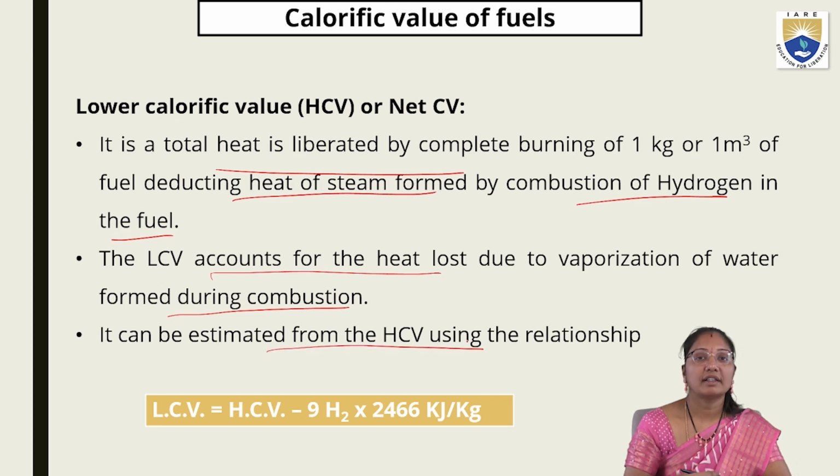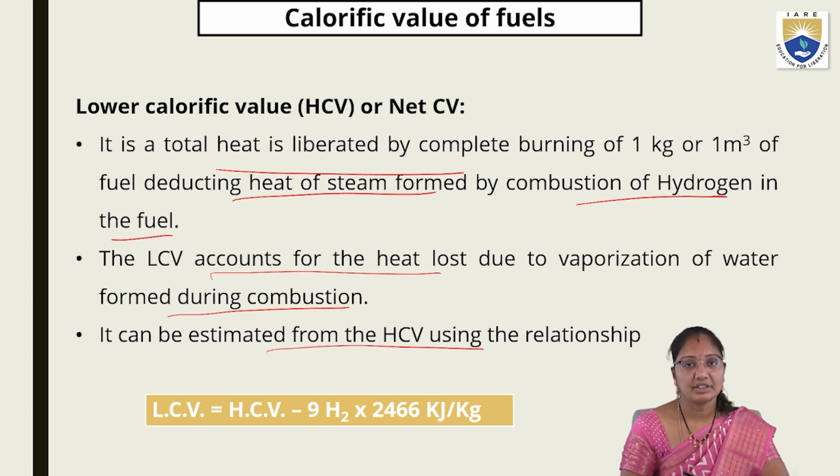It can be estimated from the HCV using the relationship. By knowing the higher calorific value of a fuel, we can calculate the lower calorific value by using the relationship formula: lower calorific value is equal to higher calorific value minus 9H2 into 2466, where H2 is the hydrogen, expressed in terms of kilojoules per kg.